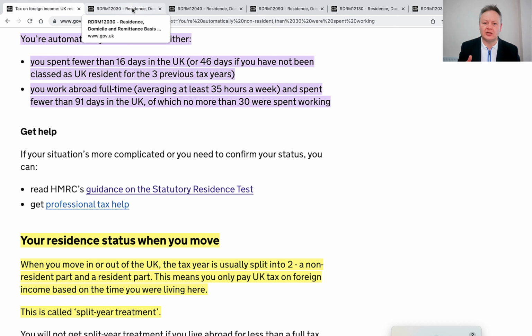If you've been in the UK less than 16 days, looking back in the tax year, again, you've always got to look back from the 6th of April to the following 5th of April. But in that looking back year, if you've been in the UK less than 16 days, you're not tax resident. So happy days. If you have been resident, then those number of days increases from 16 days to 46 days, provided that you have been non-tax resident in the last 3 years. Okay, so that's really important to note.